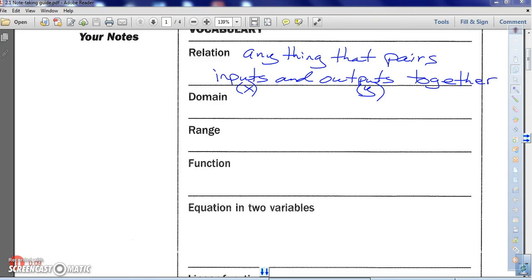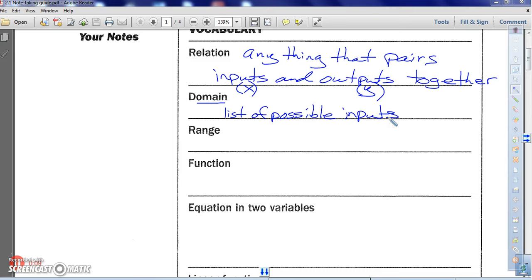Speaking of the inputs, we have something called the domain of a function or a relation. The domain is the list of possible inputs in a problem. In other words, what are the possible values that we can put into the problem for x, for the variable that represents x?